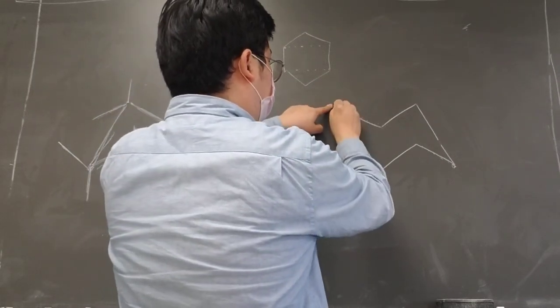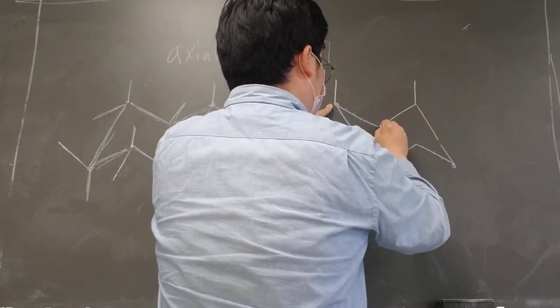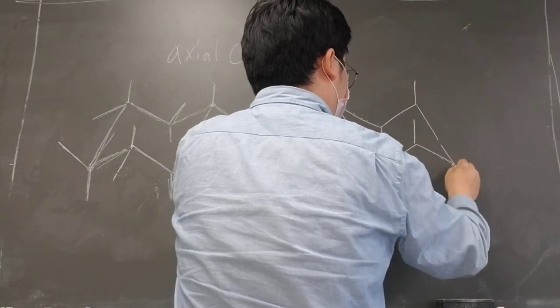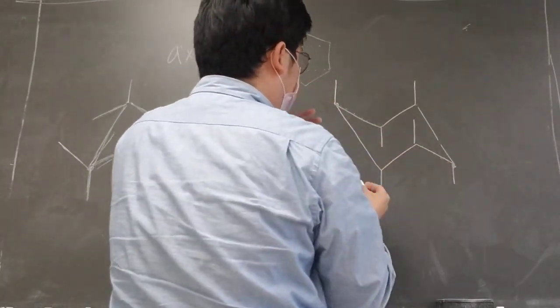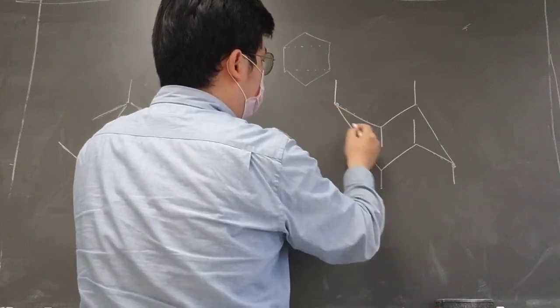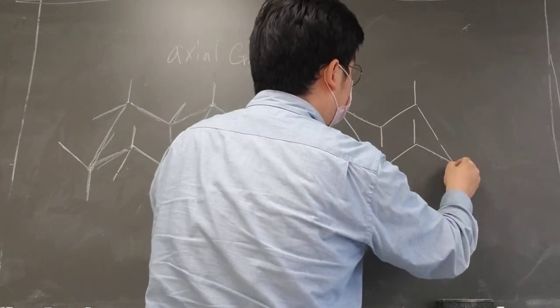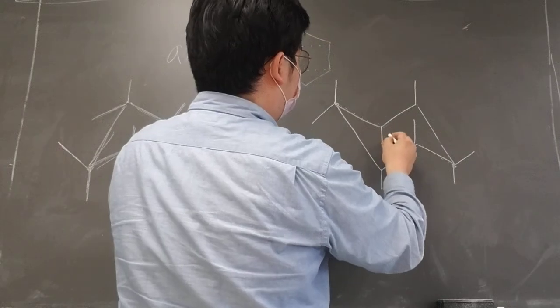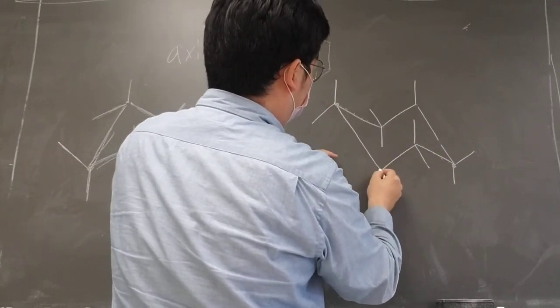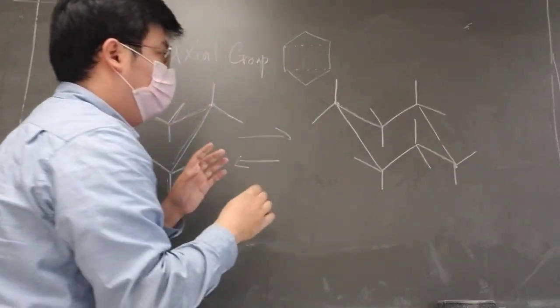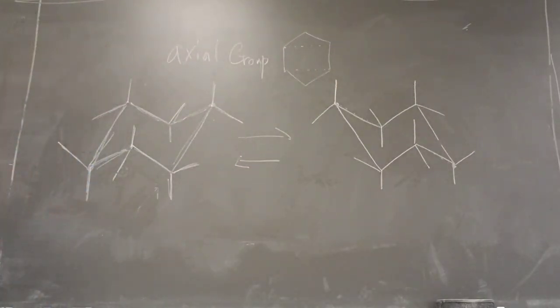So pointing up, up, up, down, down, up, down. Point up, down, right? You see the down, okay? So then all you need to do is try to put parallel, okay? And try to do this, and try to get the equatorial positions. That's all you need to do, okay?